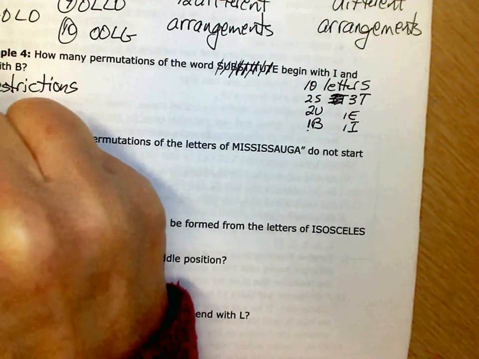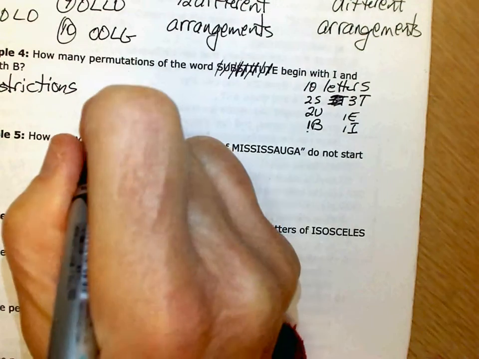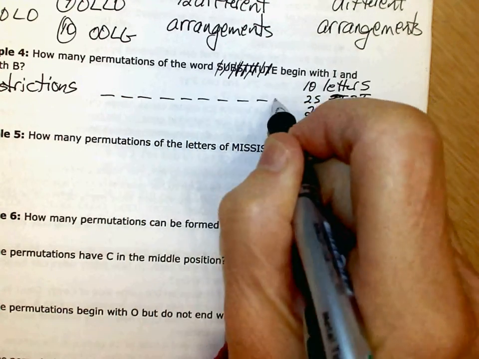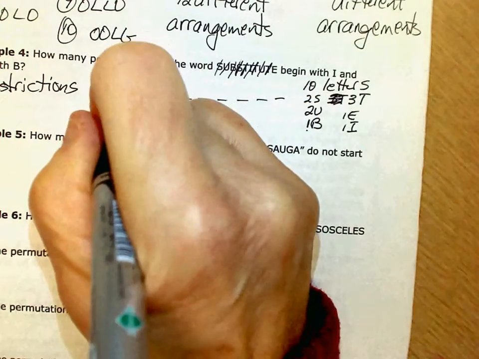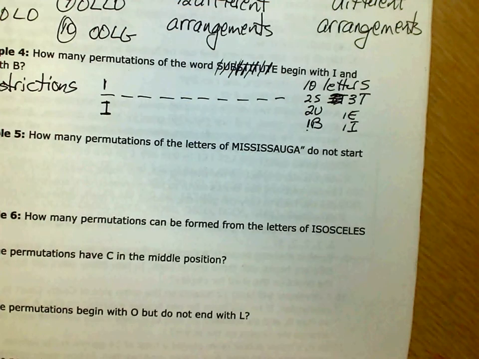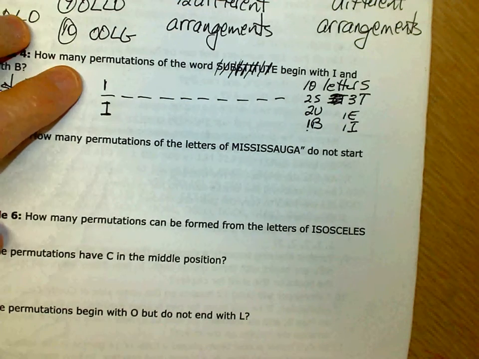So there are 10 letters: 1, 2, 3, 4, 5, 6, 7, 8, 9, 10. It has to begin with an I. So that's one letter gone, right? There's no choice. So that's why I put the number of choices is 1.